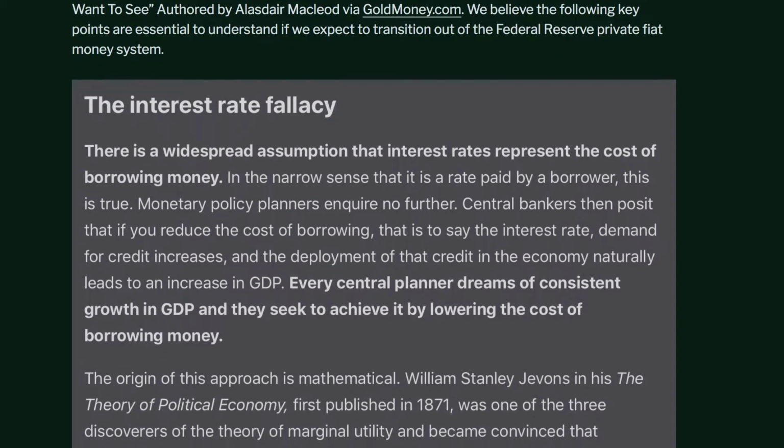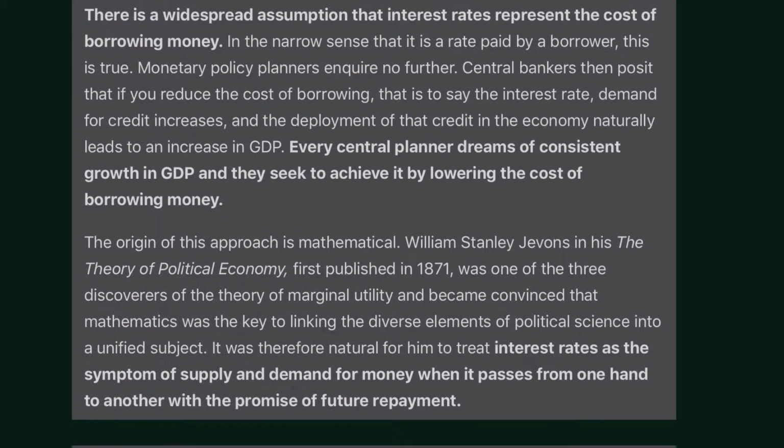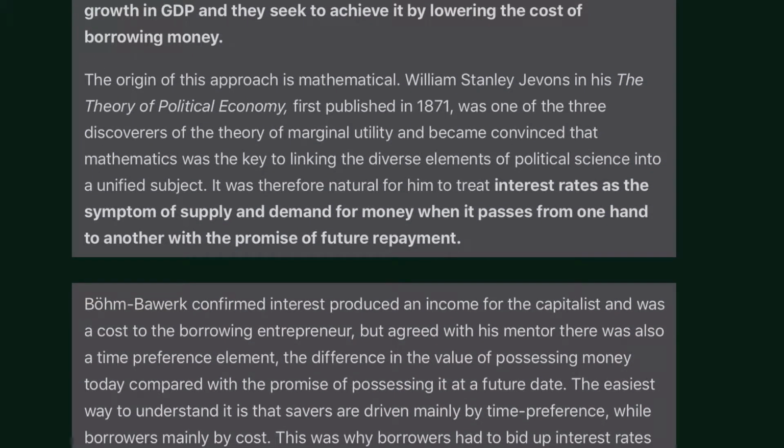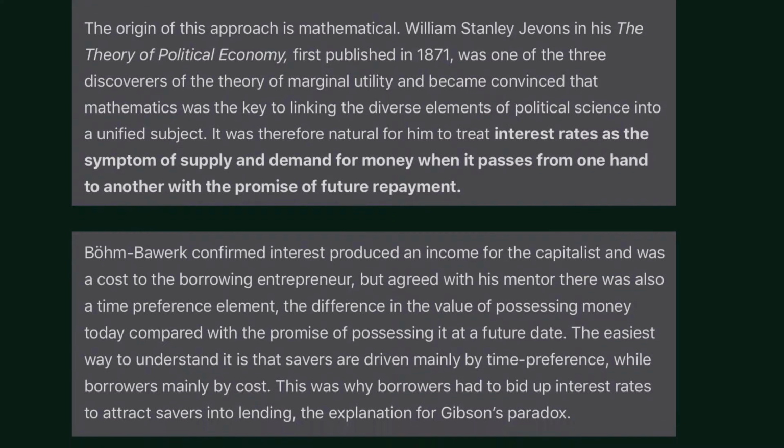The interest rate fallacy. There is a widespread assumption that interest rates represent the cost of borrowing money, in the narrow sense that it is a rate paid by a borrower. This is true. Monetary policy planners inquire no further. Central bankers then posit that if you reduce the cost of borrowing, that is to say the interest rate, demand for credit increases, and the deployment of that credit in the economy naturally leads to an increase in GDP. Every central planner dreams of consistent growth in GDP, and they seek to achieve it by lowering the cost of borrowing money. The origin of this approach is mathematical.